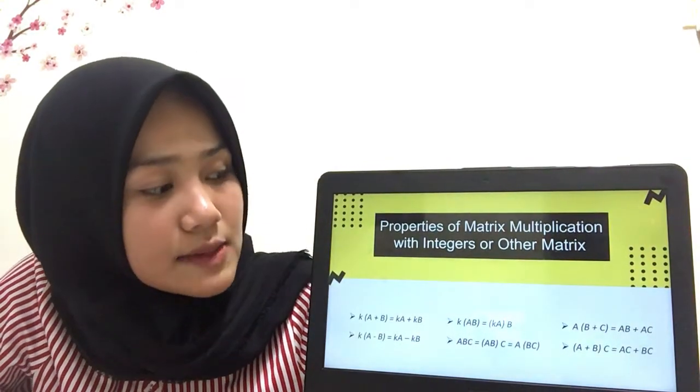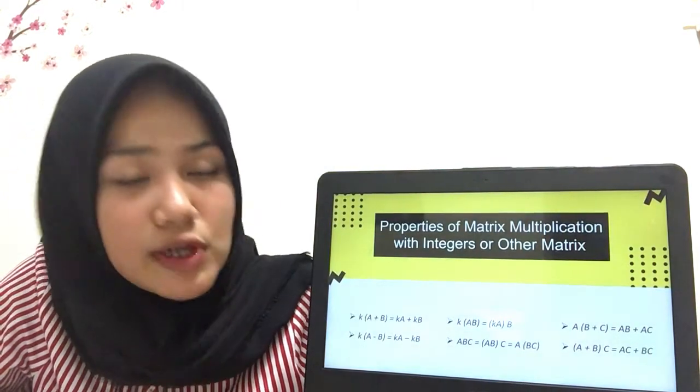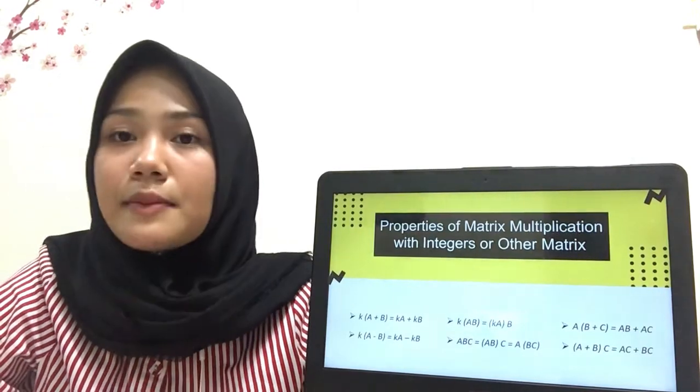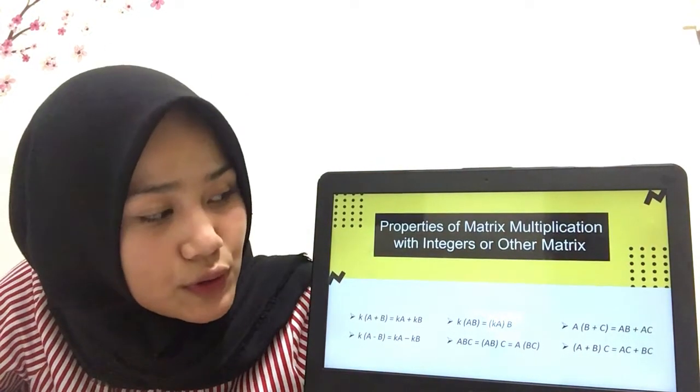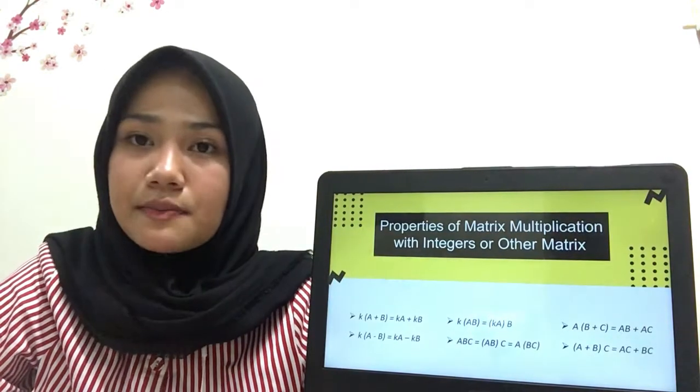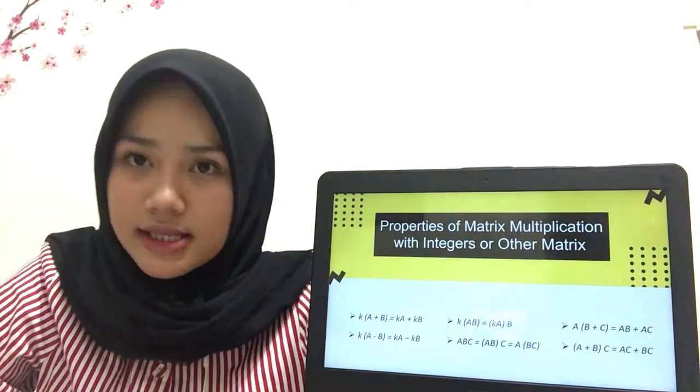And the last property is (matrix A plus matrix B) multiplied by matrix C is equal to matrix A multiplied by matrix C plus matrix B multiplied by matrix C.